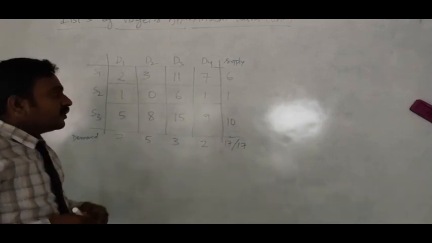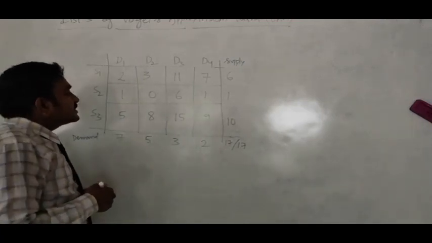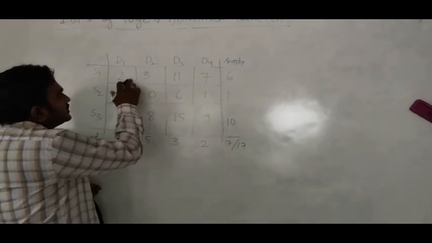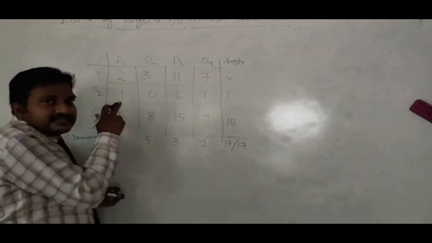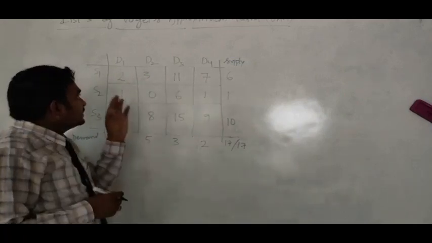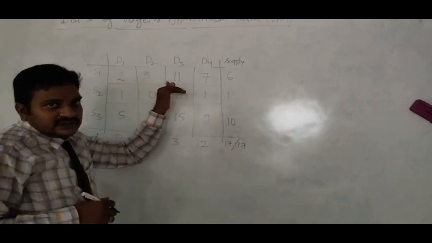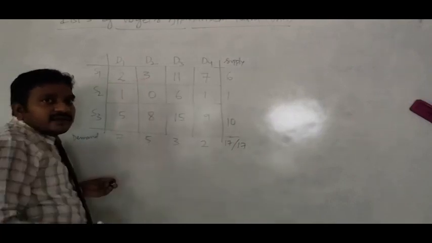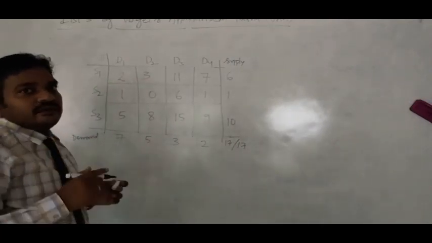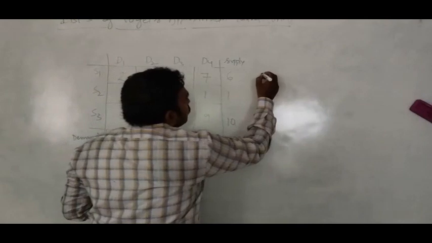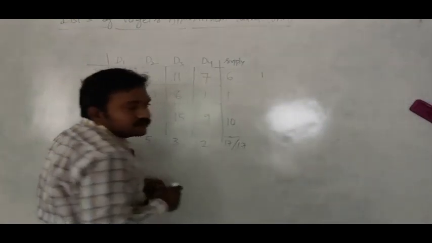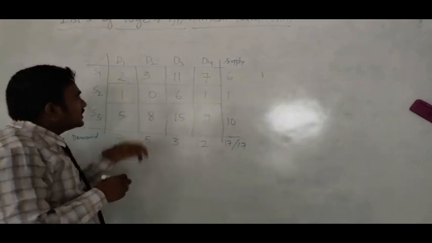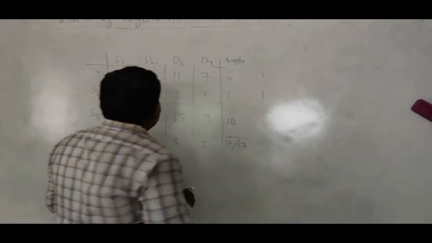Now move on and find out the penalties. Firstly, for the row penalties: the least cost available in S1 is 2 and the next least cost is 3. So simply select the least cost and the next least cost, call them D1 and D2. Penalty P1 equals D2 minus D1, 3 minus 2, that is 1. The next one: 0 and the next least cost is 1, 1 minus 0, again 1.